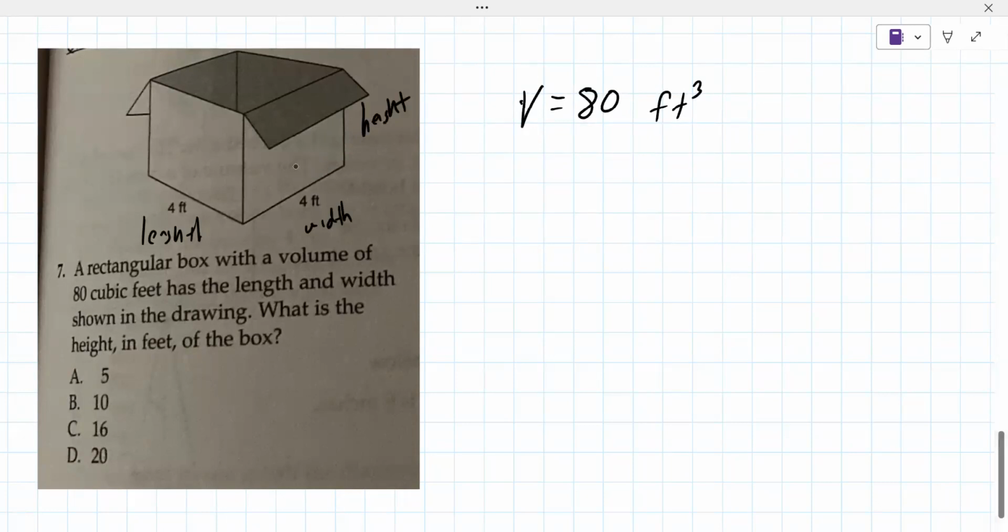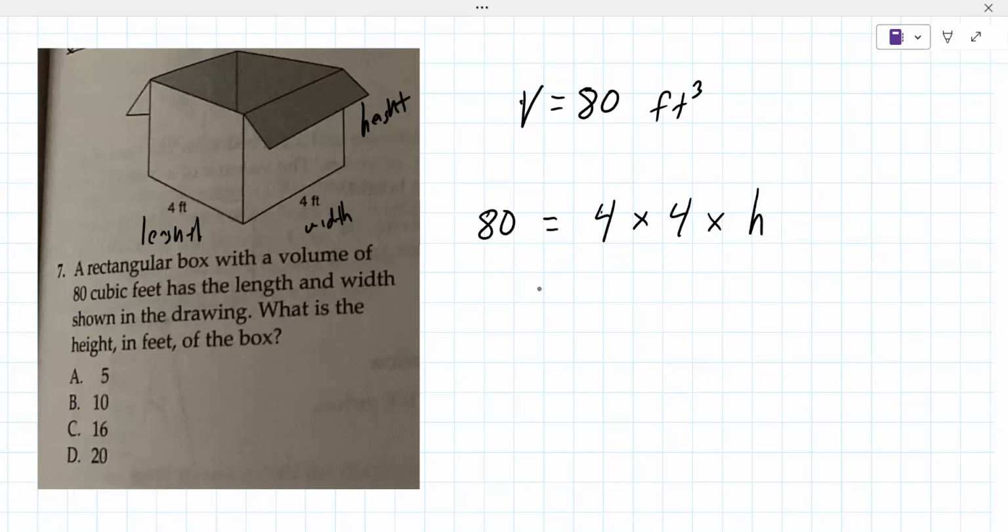Okay, so what's the formula for volume? We've worked it out a couple of times. Length times width times height. Right, so they're telling you the length is 4, the width is 4, but do you know the height? No, but you know the volume. What's the volume? 80. Yeah, that's 80.